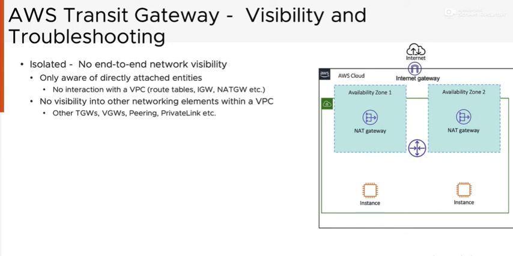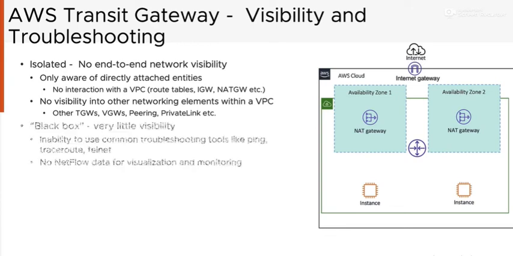There's also no visibility into other network elements, be it the other transit gateways, the VGWs, the virtual gateways on the VPC, VPC peering, and PrivateLink as well. So there's an additional layer of management that needs to be done there.